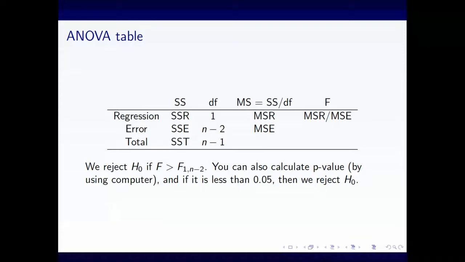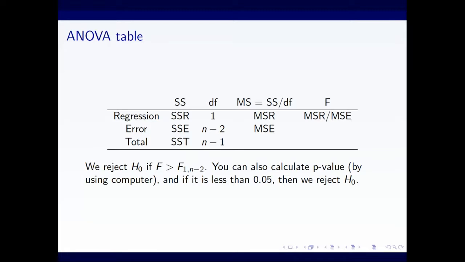So this ANOVA table contains very important information about the model. And if you use statistical software and run the linear regression with the software, then you can see this ANOVA table as output. And then we reject H0 if F is greater than the F statistic at 0.05.